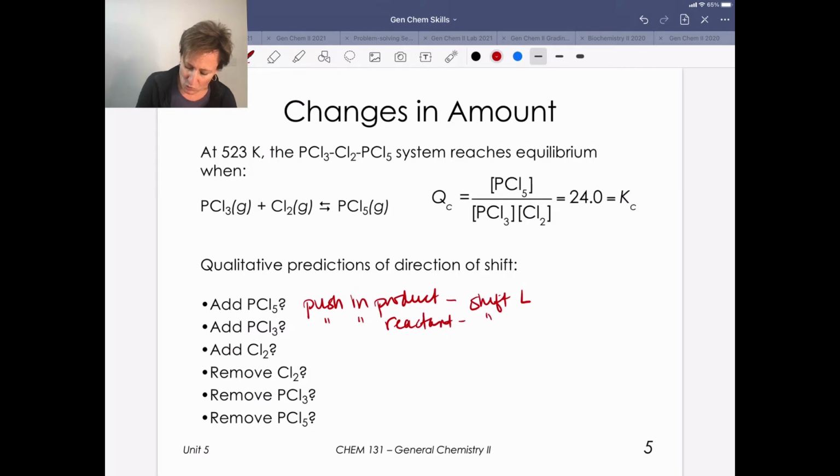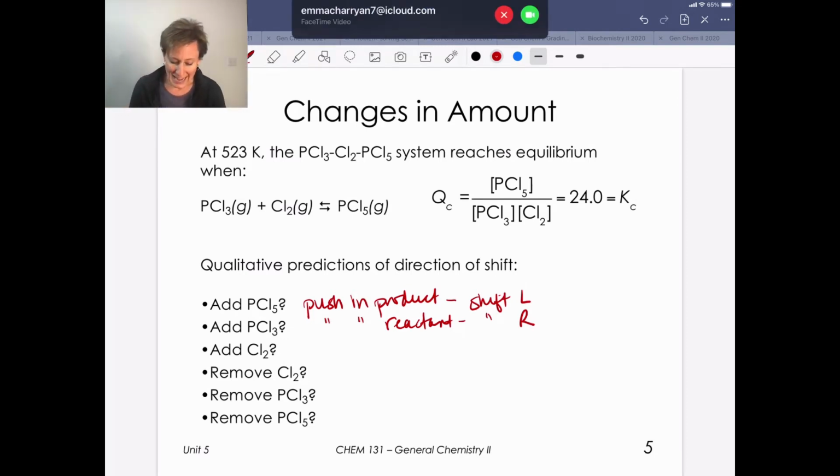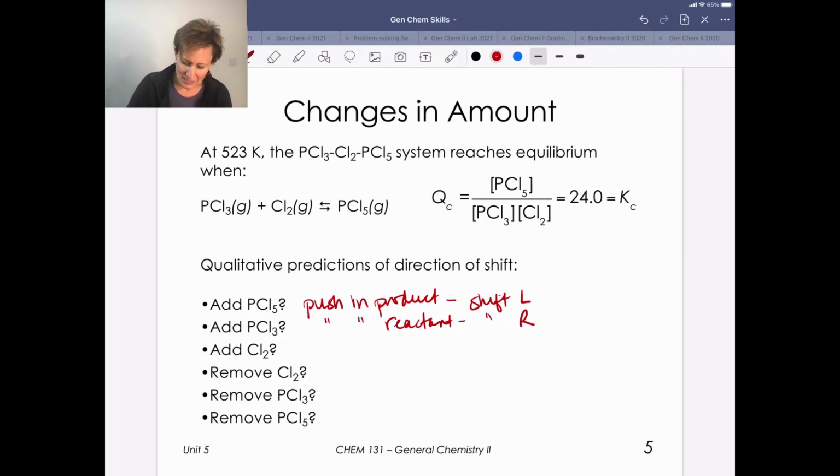In this case, I'm going to shift to the right. So I'm pushing on the left side. I'm pushing on my reactant side, so I shift away from that. What about adding Cl2? This is going to be the same thing here. I'm going to push in a reactant, so it's going to shift right again. PCl3 and Cl2 are both reactants, so that's going to push and make more products.